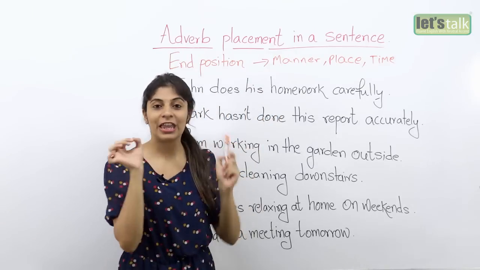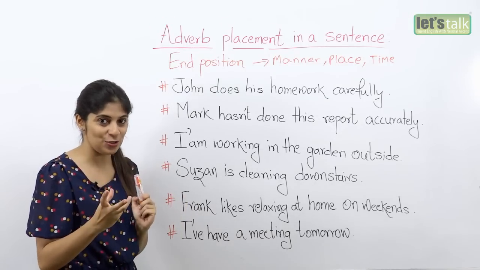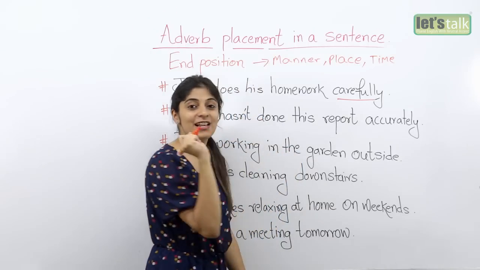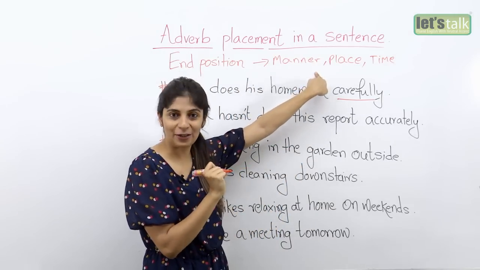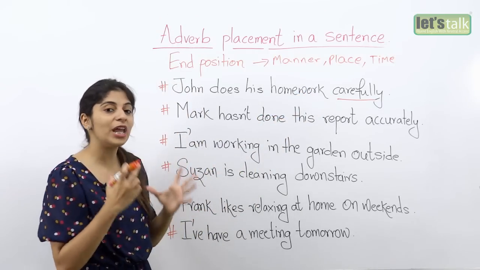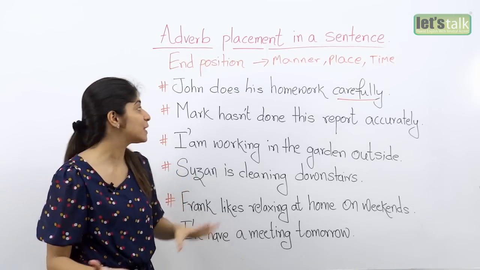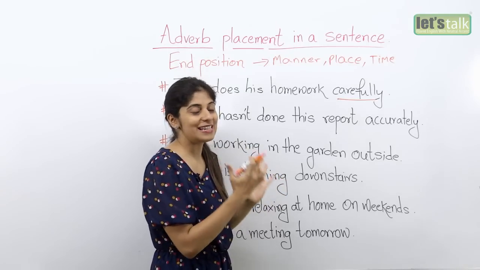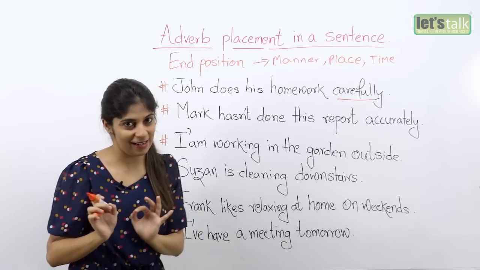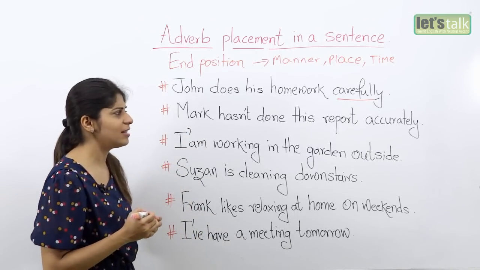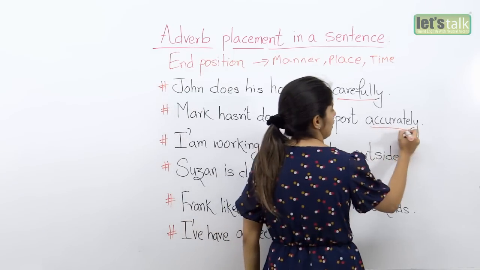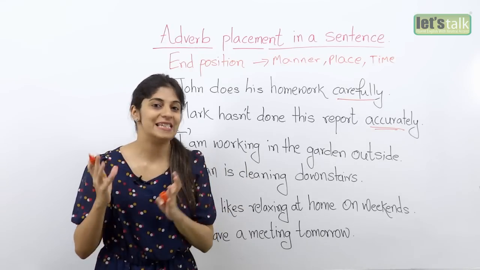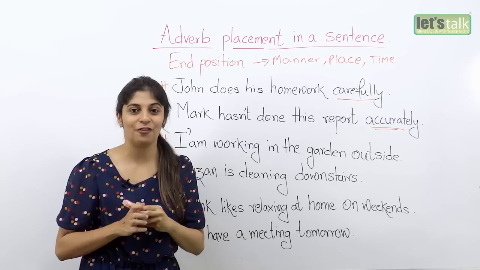John does his homework carefully. Of course, we are looking at the end position, which means the adverb will be placed at the end of a sentence. Here, the word carefully is your adverb, and it is an adverb of manner, which gives us an idea that we are talking about how something is done. The next one, Mark hasn't done this report accurately. Accurately is again your adverb of manner. It's giving us an idea of how the report is being done. So that's your adverb at the end of the sentence.